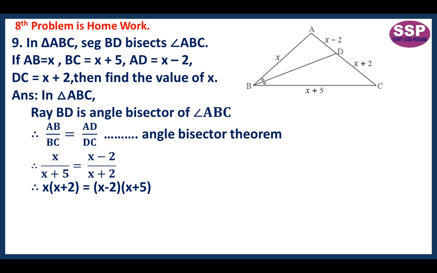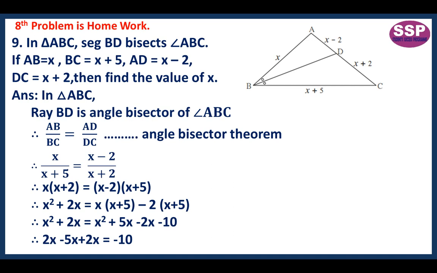After cross multiplication, we get X into X plus 2 is equal to X minus 2 into X plus 5. Now multiplication: X into X, X square, plus X into 2, 2X, is equal to X into X plus 5 minus 2 into X plus 5. Therefore, X square plus 2X is equal to X square plus 5X minus 2X minus 10. X square gets cancelled. 2X minus 5X plus 2X equal to minus 10. Therefore, minus X is equal to minus 10. Therefore, X equal to 10.